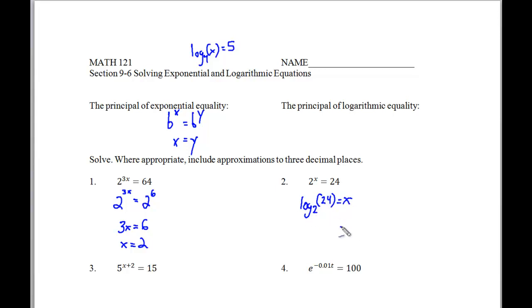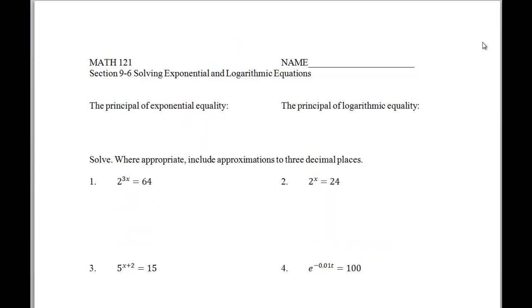And using our change of base formula to find x, we're going to take our log of 24 divided by our log of 2. And since we have a calculator, we can do these pretty easily. Just make sure to put the parentheses after the 24 before you divide it by 2. And here we get an answer of x being equal to 4.585, since we're rounding to 3 decimal places. Now let's apply that to problem number 3 here.